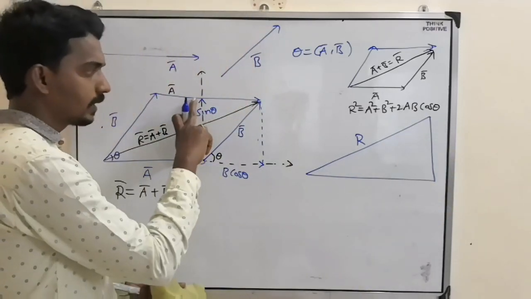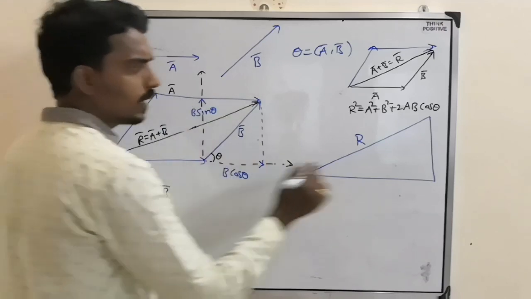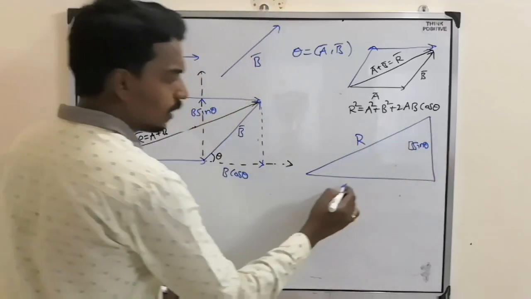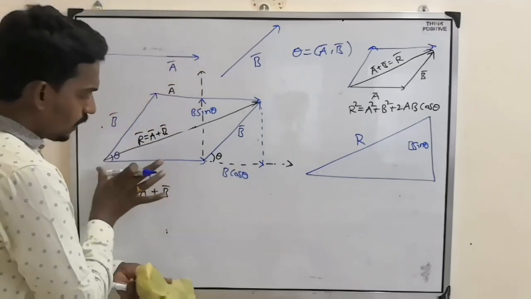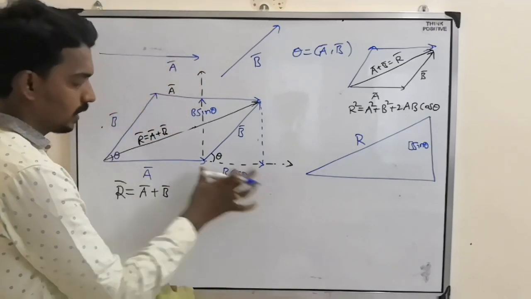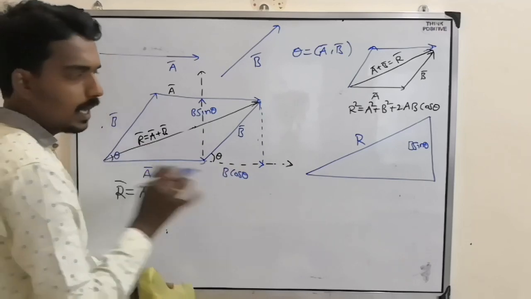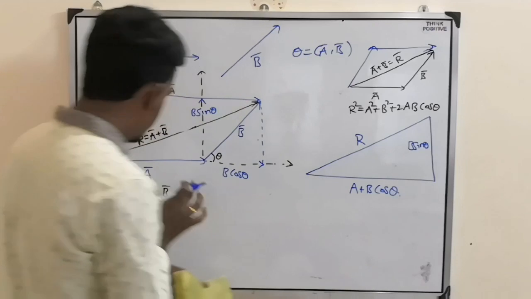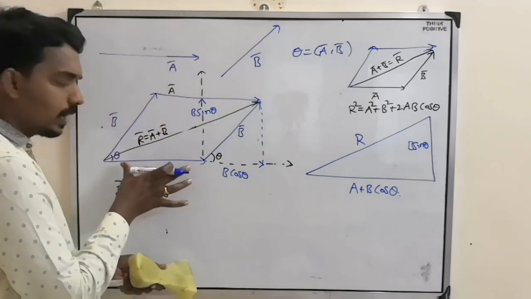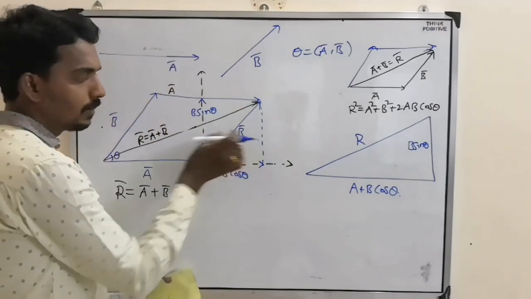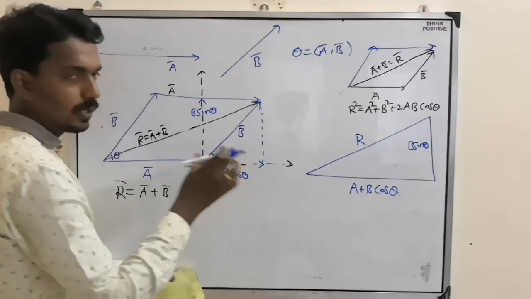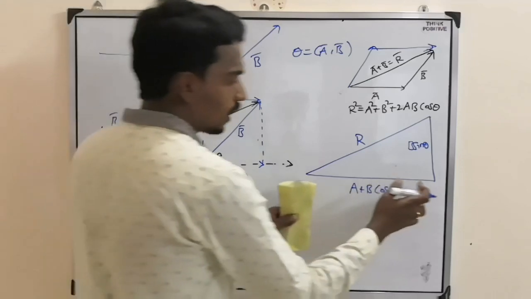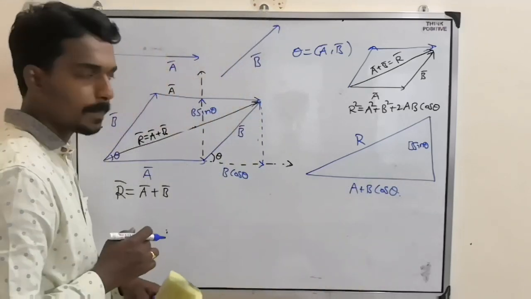So this is b sin theta, nothing but this is also b sin theta. Now this is from here to here a. This is b cos theta. So what is the total length? A plus b cos theta. Because the magnitude of a bar is a, the magnitude of b bar is b, and this magnitude is b cos theta. This is a, this is b cos theta. So total is a plus b cos theta.